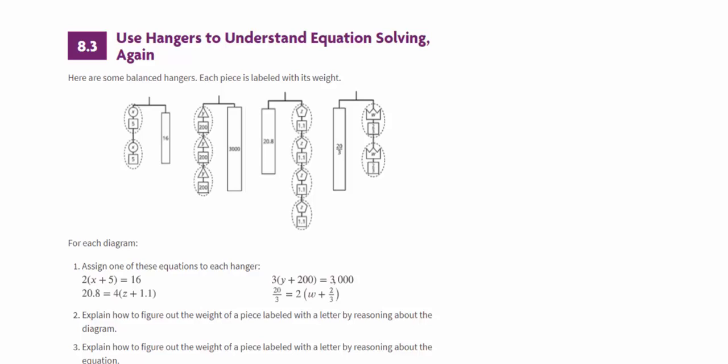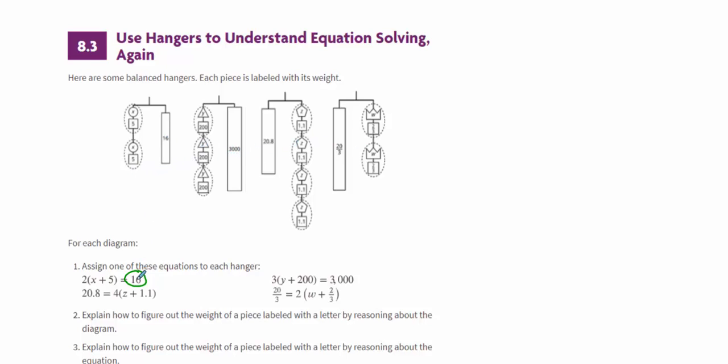So let's see what the strategies look like with equations. Here are some balanced hangers. Each piece is labeled with its weight. We have 4 different hangers here, and it says for each diagram, assign one of these equations to each hanger. So I can see that I want one hanger that's equal to 16. There's one, and that's the only one.